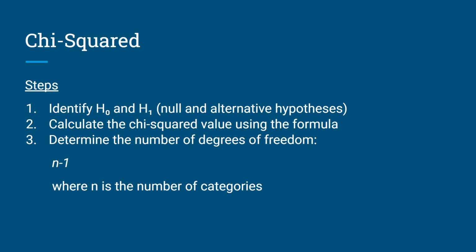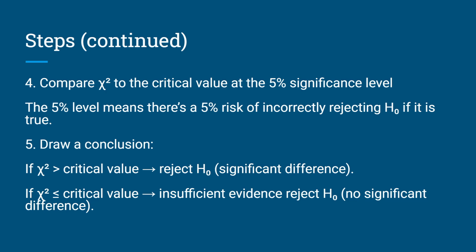number of categories. So after we have calculated chi-squared, we need to compare the chi-squared value to the critical value at the 5% significance level. Now, normally in biology, we do use the 5% significance level unless you are asked to do otherwise. This 5% level basically means that there's a 5% chance of incorrectly rejecting the null hypothesis if it's true. This also holds true for other significance levels, like the 10% level would mean that there is a 10% chance of incorrectly rejecting the null hypothesis.